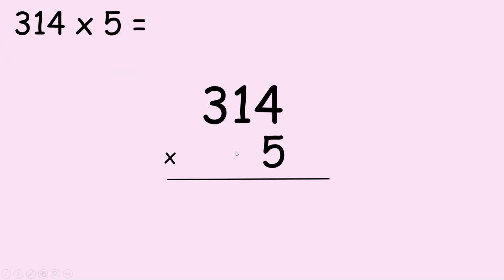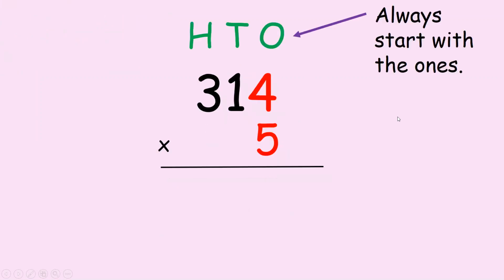Now when we do this question, we are going to multiply each of the digits of 314 individually by 5 and write our answers underneath. So let's have a go and see what this looks like. First of all, we always start with the ones column. In this case, the digit is 4, so we're going to multiply the 4 and the 5 together.